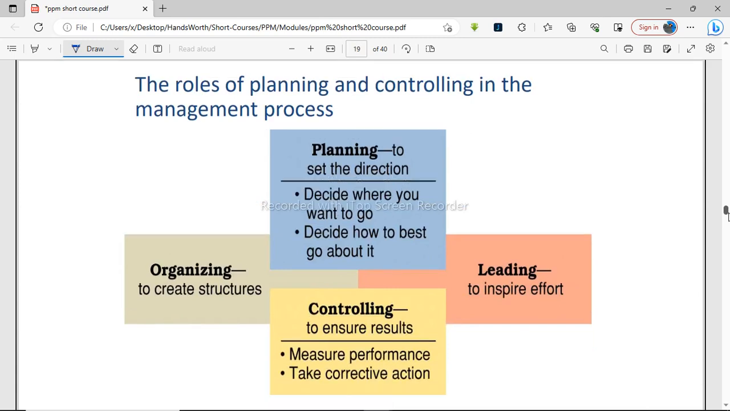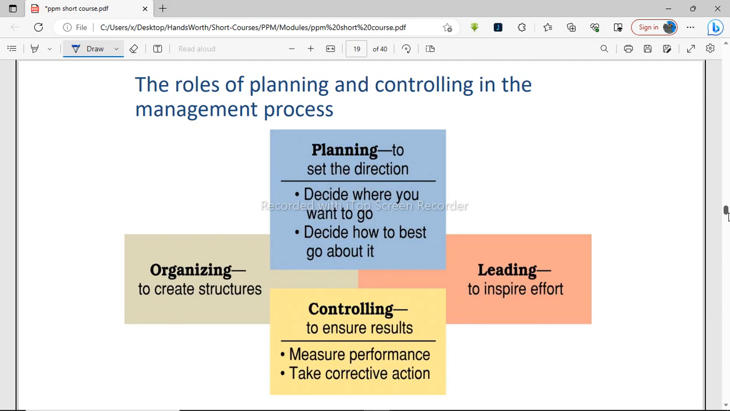Now, as we have explained, planning is very vital and it plays an important role in the management process of a project. Of course, the major role that planning plays is simply controlling, but this can be disintegrated into four paths or categories. So the first one is planning helps to set the direction.